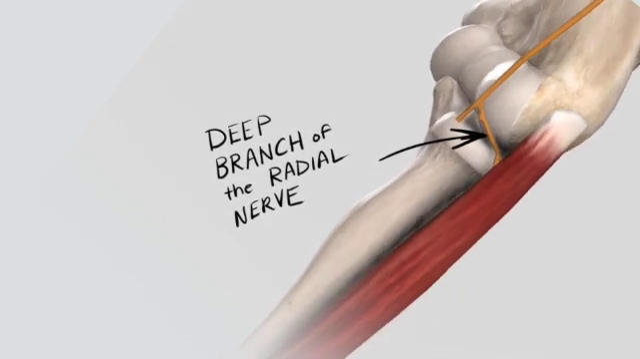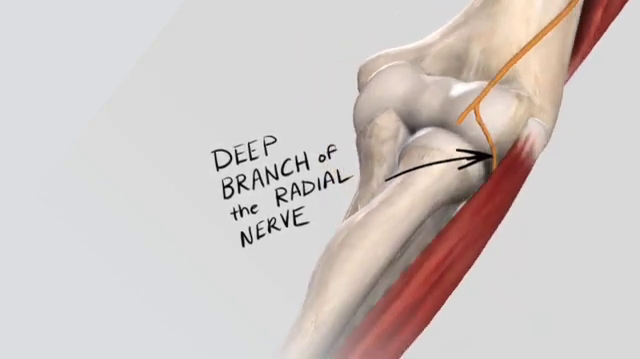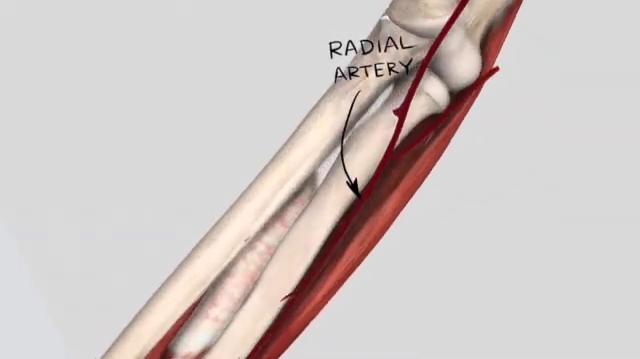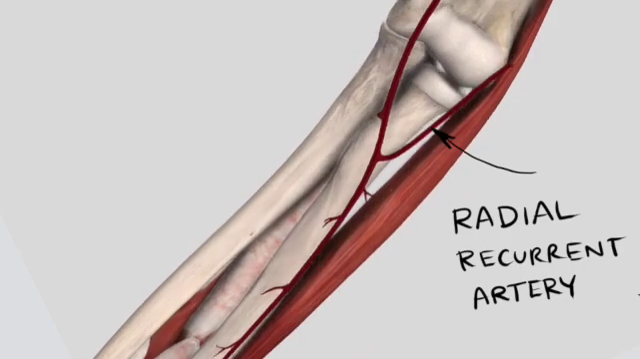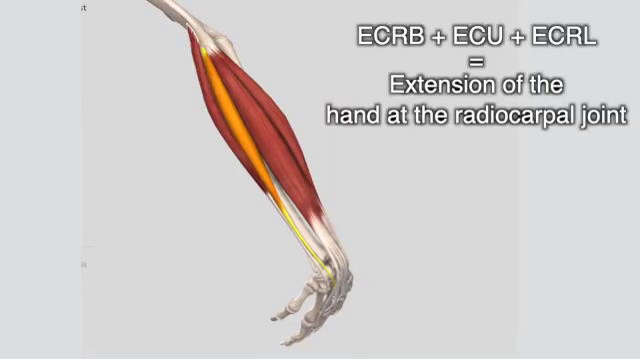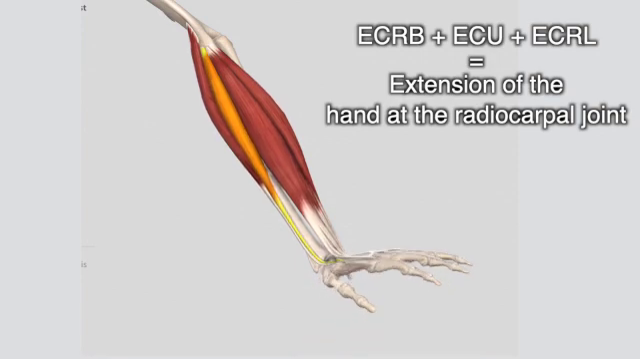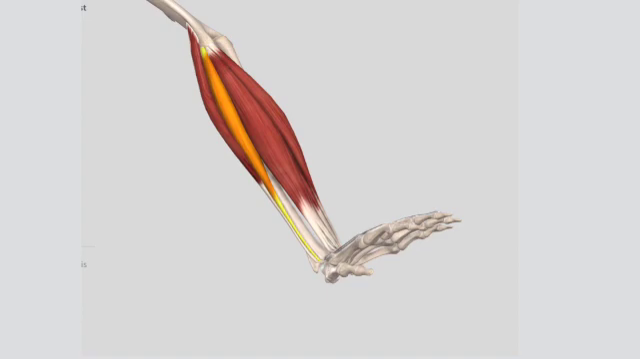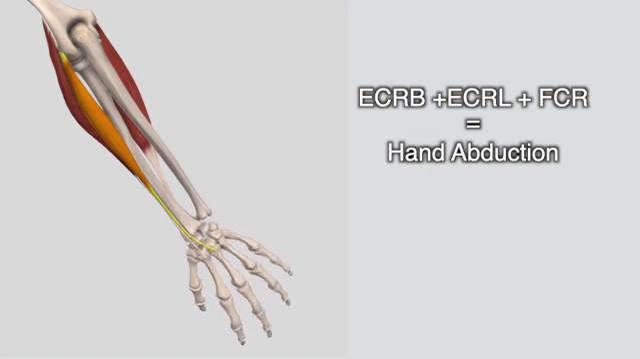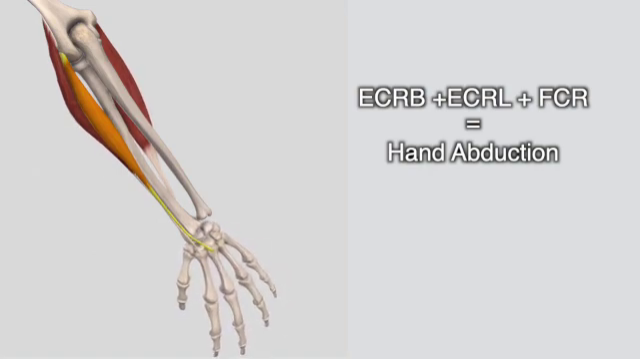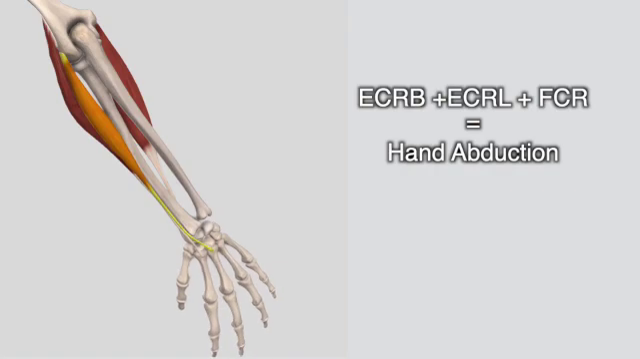The ECRB, extensor carpi radialis brevis, is innervated by the deep branch of the radial nerve. The ECRB blood supply is the radial artery and the radial recurrent artery. The ECRB muscle extends the hand at the radiocarpal joint, which occurs when the extensor carpi radialis longus and extensor carpi ulnaris muscles contract simultaneously with the ECRB. It also abducts the hand at the radiocarpal and midcarpal joints, which occurs when the extensor carpi radialis longus and flexor carpi radialis contract with it.